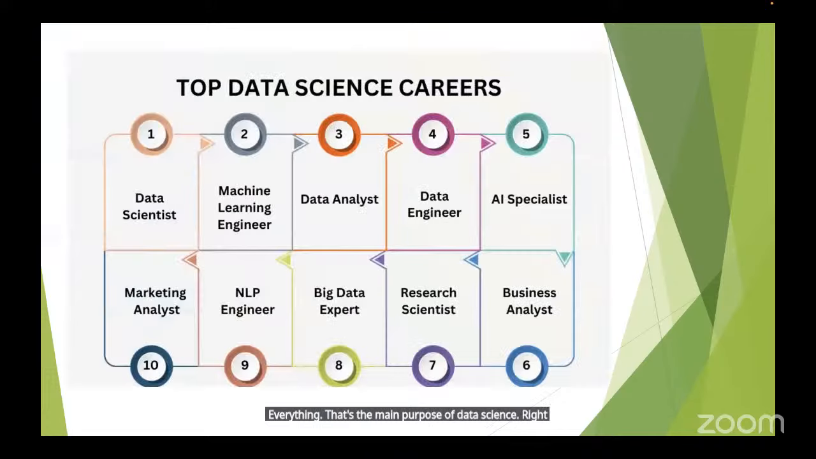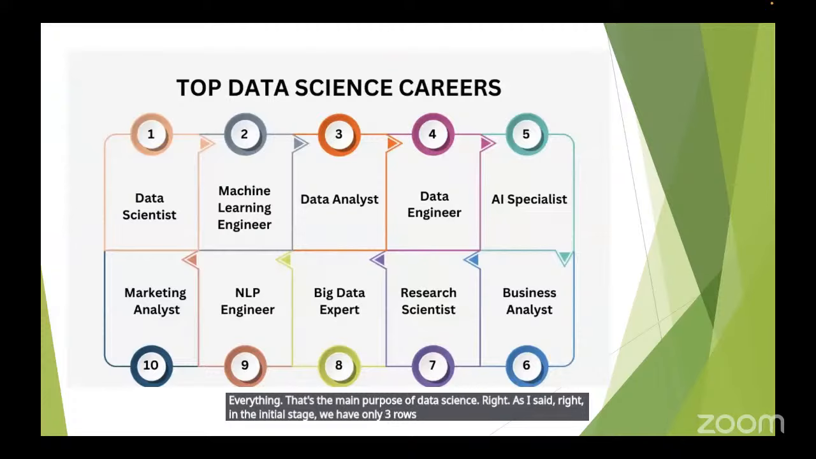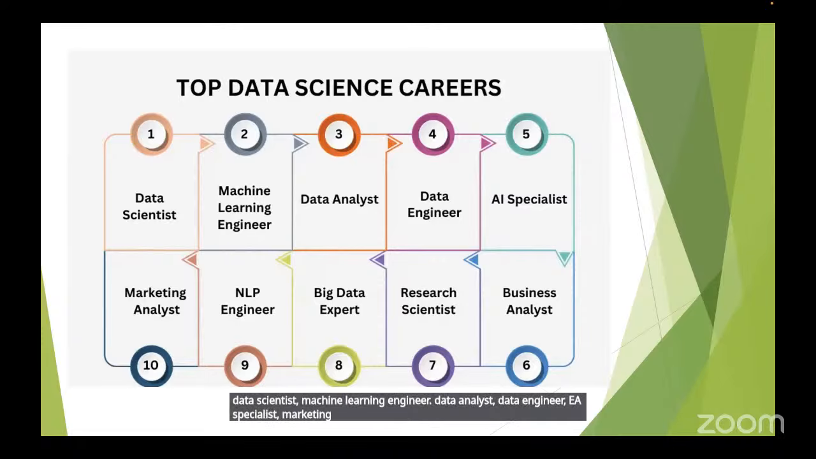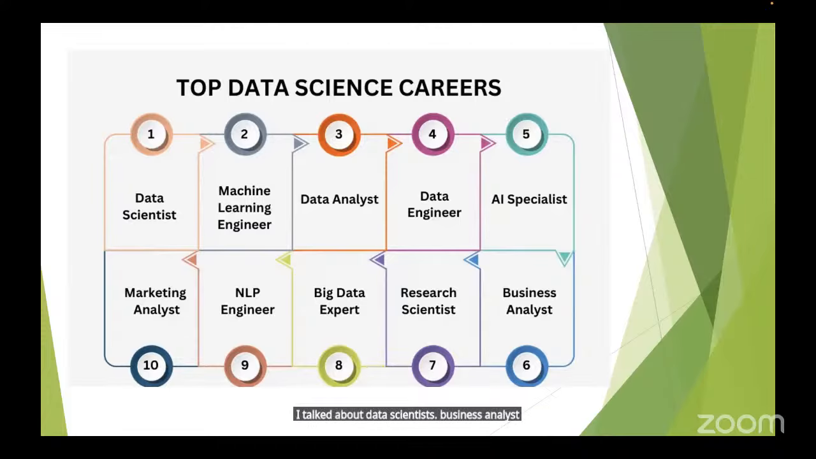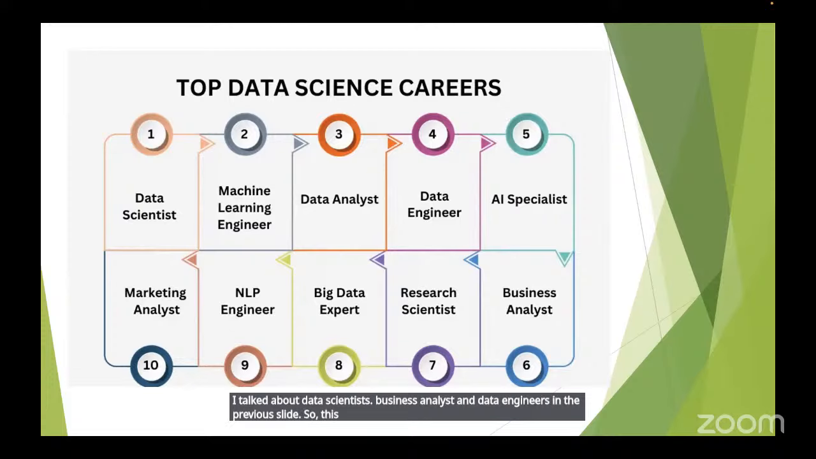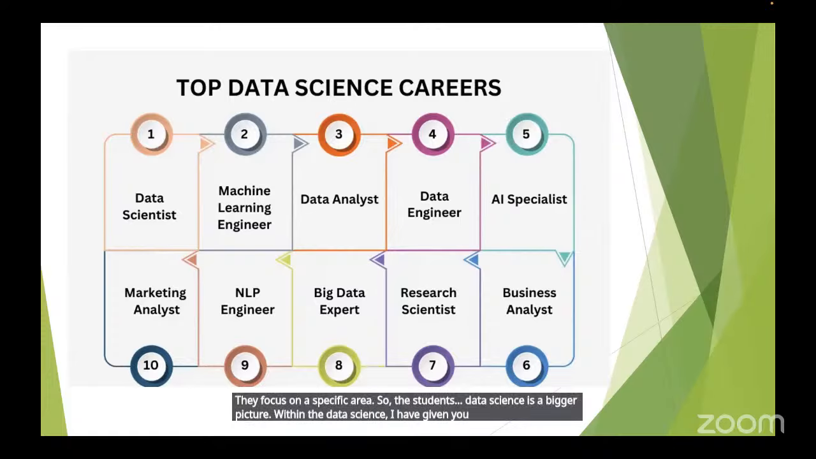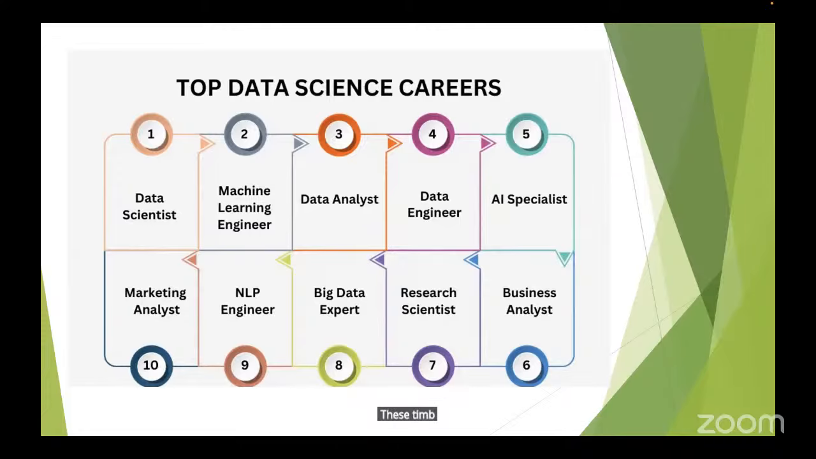Right. As I said, in the initial stage, we mentioned only 3 roles mainly, but other than that, these are all the different data science careers which we are using in the industries. Data scientist, machine learning engineer, data analyst, data engineer, AI specialist, marketing analyst, NLP engineer, big data expert, research scientist, business analyst. I talked about data scientist, business analyst, and data engineers in the previous slide. So these focus on a specific area. So students, data science is a bigger picture. Within data science, I have given you the 10 roles here.